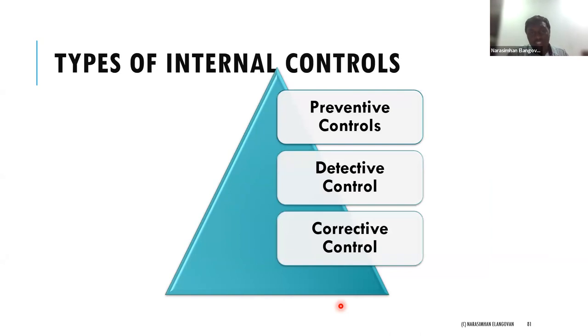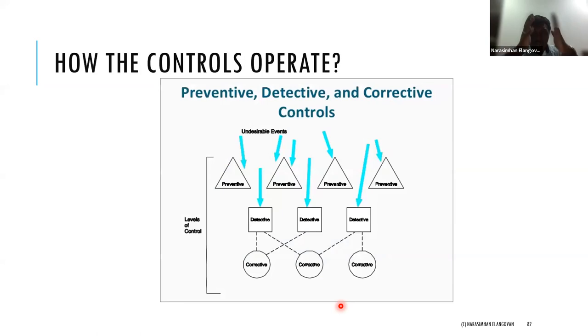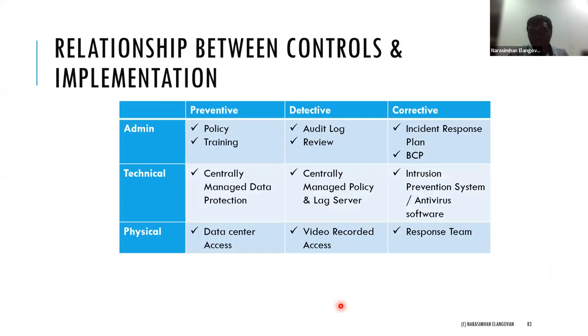Then comes the most favorite thing. Types of internal controls: PDC, preventive, detective, corrective. And this is how the flow is. Preventive will not allow it to happen. Detective will not stop it from happening, but rather it will detect that something went wrong. Corrective is immediately taking an action. Please bear in mind, a corrective will work only if there is a detective. I repeat, corrective will work only if there is a detective.